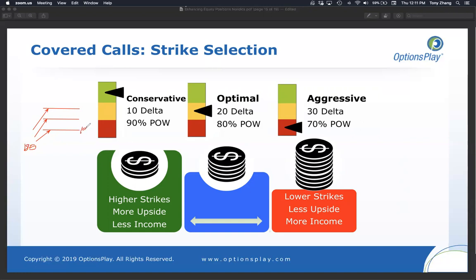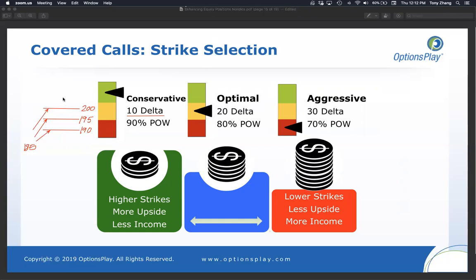So let's say we have 190, 195, and then let's say 200, right? This is just kind of an example of what you can do. So the conservative strikes are these really high strikes, meaning the stock needs to make a significant rally before the stock is called away. And that has a 10 delta, meaning about a 10% chance that the stock is going to rally from 185 to 200 by the expiration date.